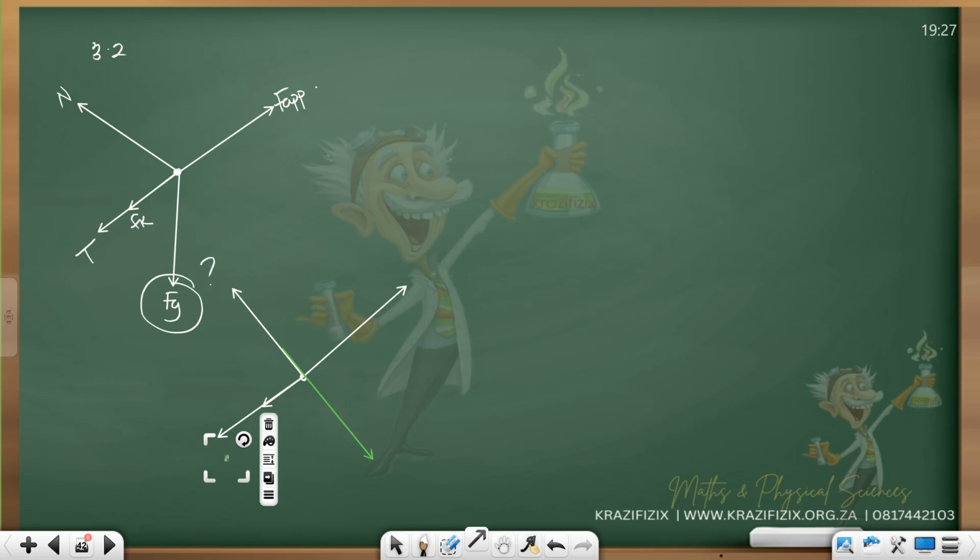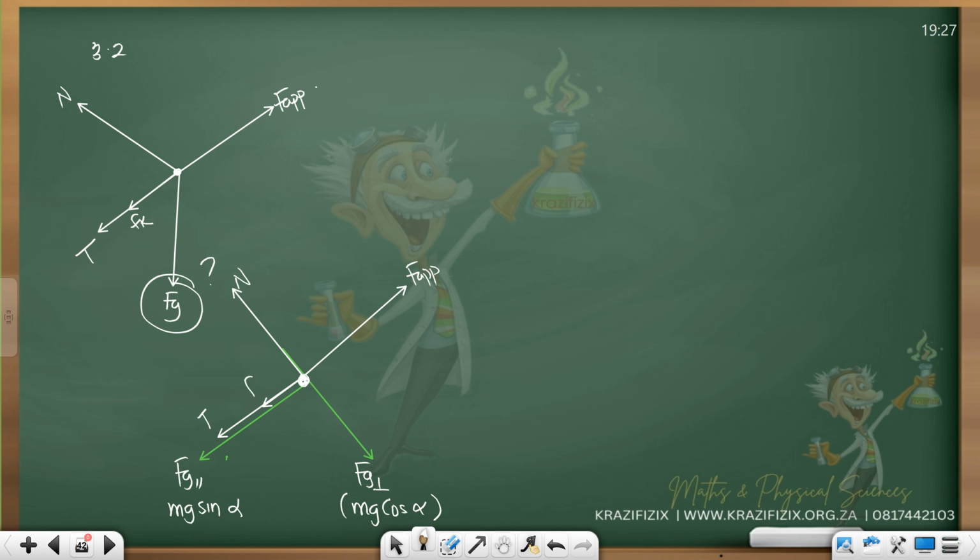And the surface is downwards. Fg parallel. And my good learners, case closed. Normal, force applied, Fg perpendicular, which is mg cos. Write this quickly. Fg parallel, which is mg sin alpha. I have my tension, I have my friction. What are we looking for? That's the question I want us to answer. Make this big. What are we looking for?